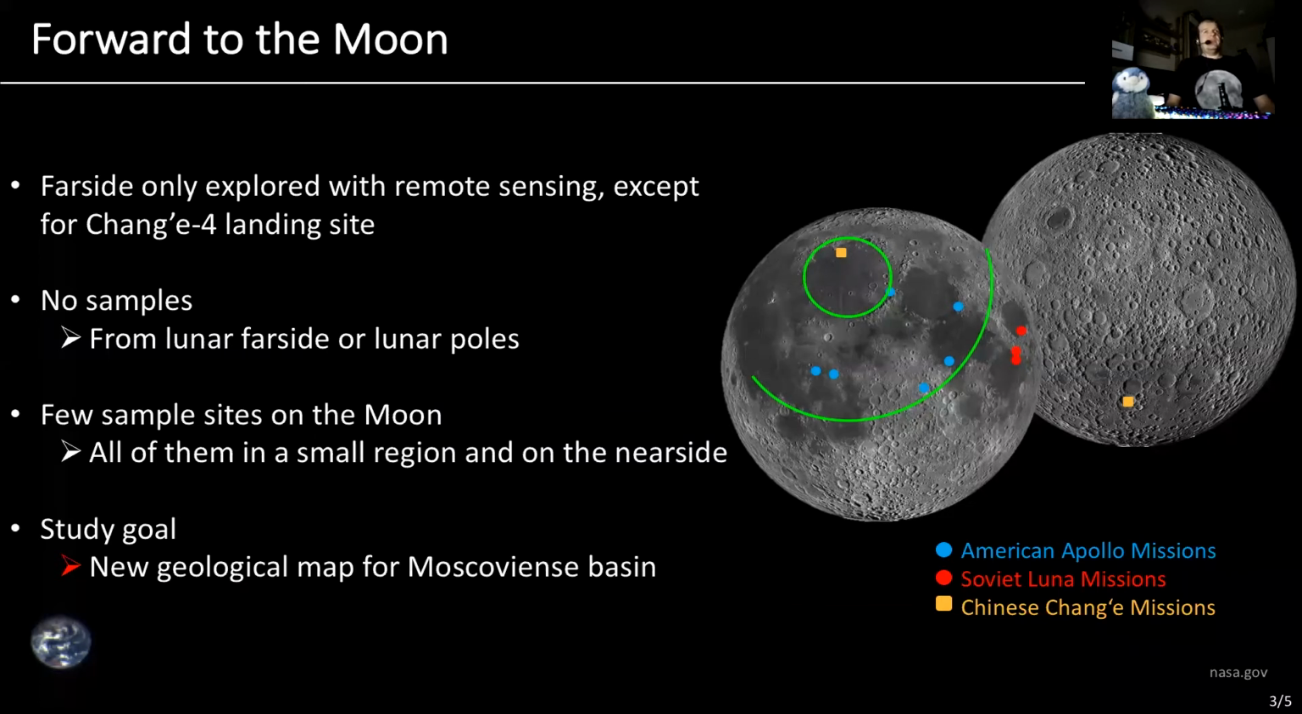And as you can see, possibly all of the Apollo mission samples could be biased by the formation of Mare Imbrium, and we wanted to analyze if maria on the far side would also be influenced by the formation of Mare Imbrium. So our study goal was to create a new geological map for the Moscoviense Basin on the lunar far side. So can you please move on to the next slide?